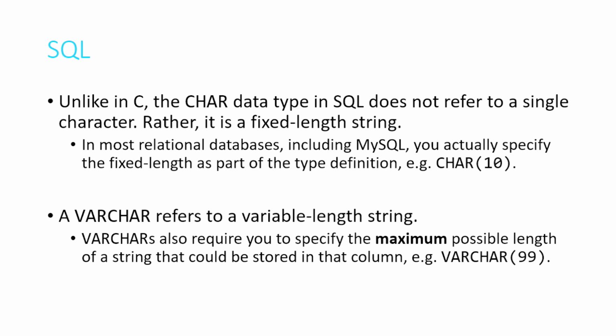So it's always going to be 10 every time. A varchar, on the other hand, refers to a variable length string. So if I said that my column was varchar 99, I can store 1, 2, 3, 4, 5 character strings up to 99 characters long without having to have all of this extra slack space or null bytes or zeros tacked on to the end.